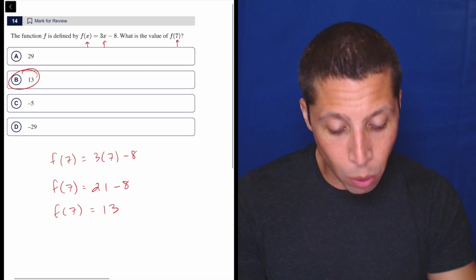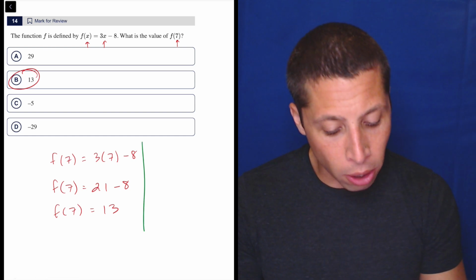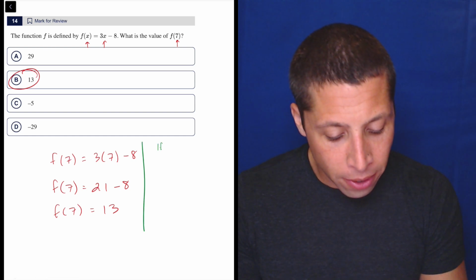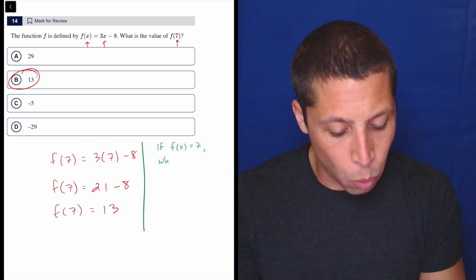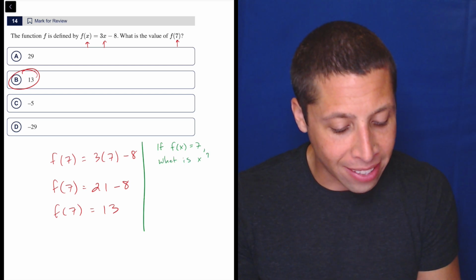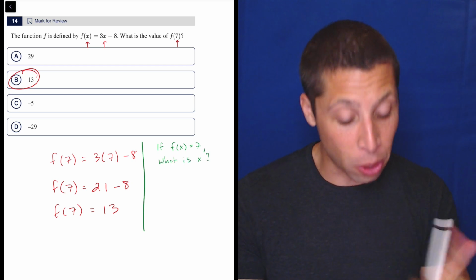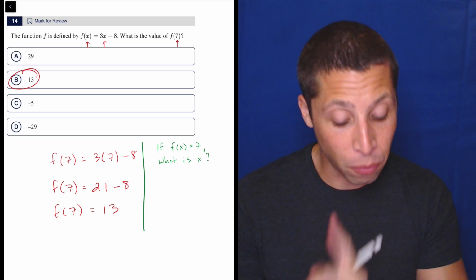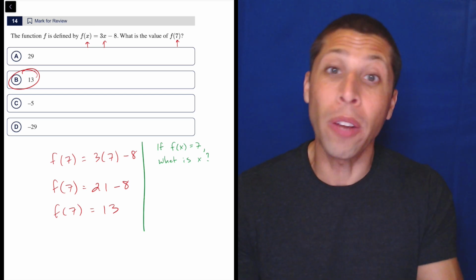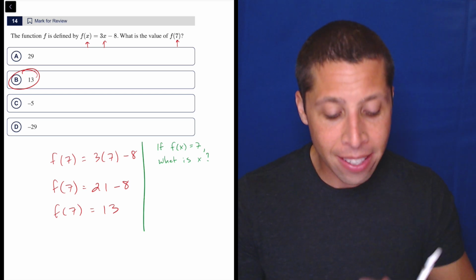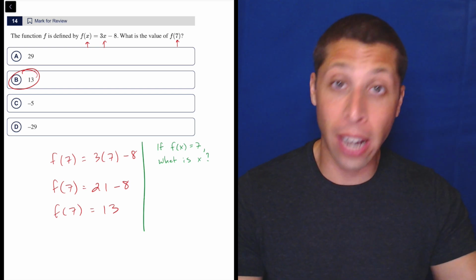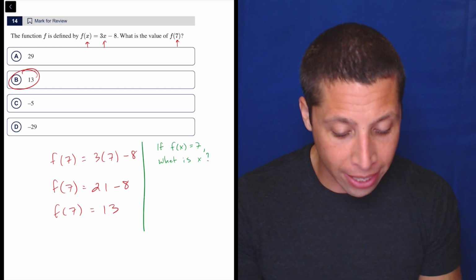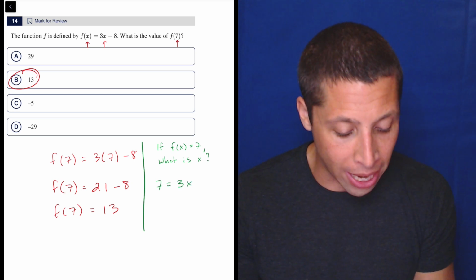Now, just to show you what could happen, they could also ask, if f of x equals 7, what is x? That's a different question. It looks very similar, but notice the x is missing this time. Right before, the x was replaced with the 7, so we replaced all the x's with the 7. In this case, the f of x is equal to 7, so we have to replace the entire f of x with a 7. So in that case, I would say 7 is equal to 3x minus 8.